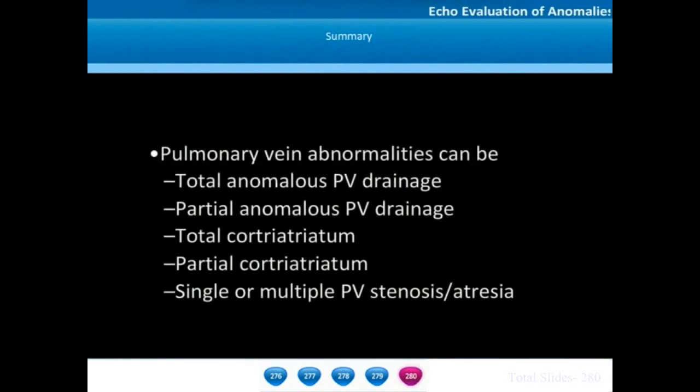To summarize, in this module we saw different types of pulmonary venous abnormalities. We started off with total anomalous pulmonary venous drainage. We went through the different types of supracardiac, intracardiac and infracardiac TAPVCs. We also saw mixed TAPVCs. Then we went on to see some examples of partial anomalous pulmonary venous drainage. Then we saw some examples of total cor triatriatum and partial cor triatriatum, cor triatriatum with associated pulmonary venous drainage anomalies, single and multiple pulmonary vein stenosis.